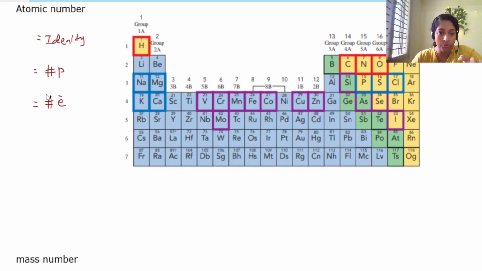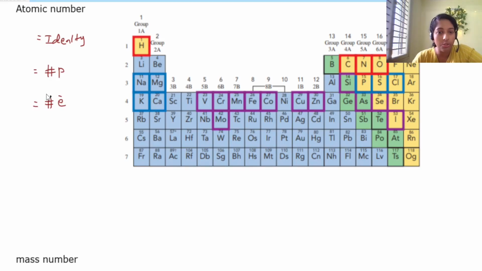So how many protons are there? That much of electron should be there. So atomic number is simply the number of protons, and definitely it will be equal to the number of electrons in an atom. Be specific, in an atom only. Right? If the atom gets charged, then it is not equal.